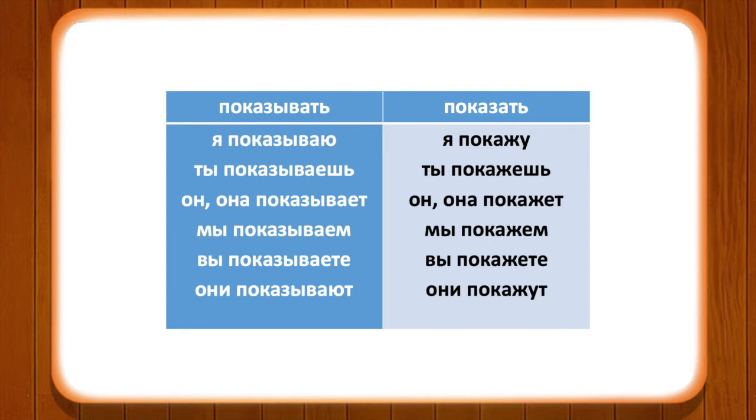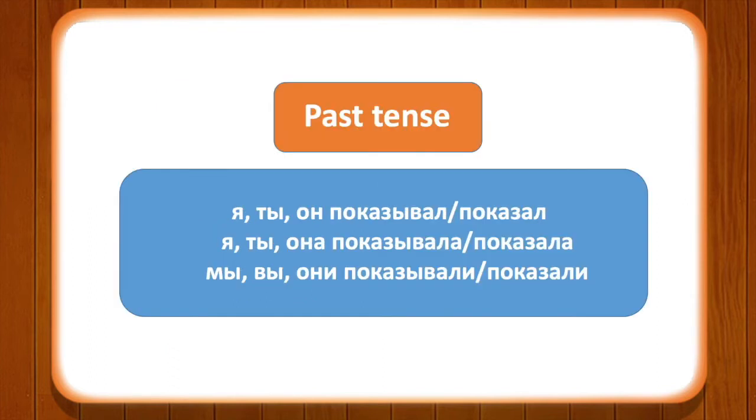So according to the rules of the grammar, how both the verbs are changing, you can also pay attention to the ending of these verbs in past tense. Я ты он показывал, я ты он показал, я ты она показывала, я ты она показала, мы вы они показывали, мы вы они показали. So here you can see how they are changed into the past form.